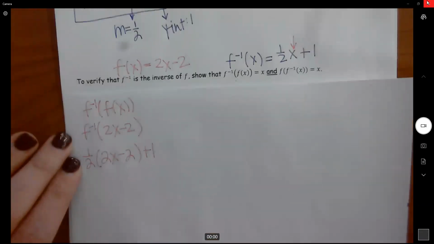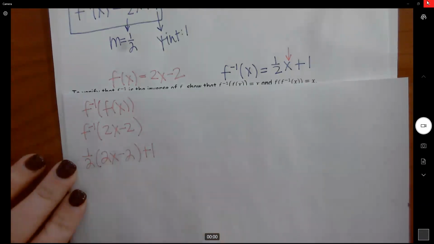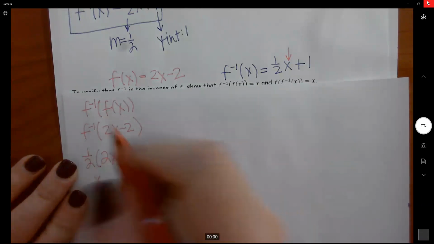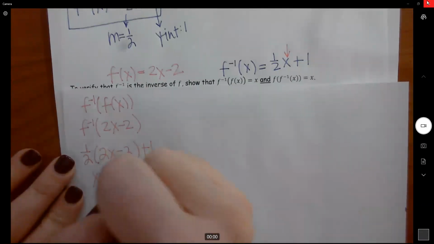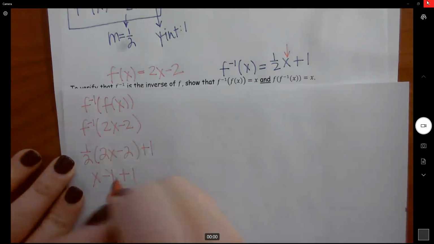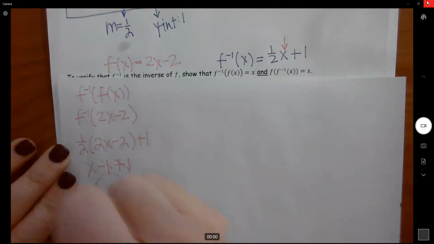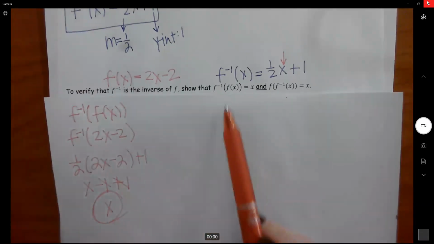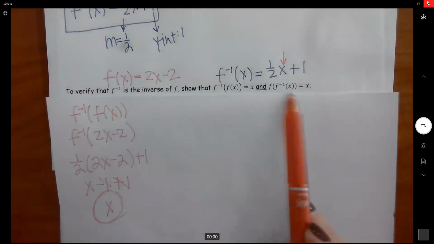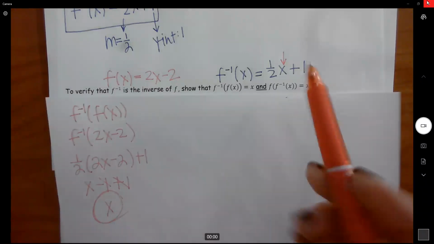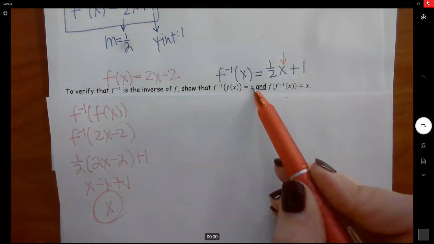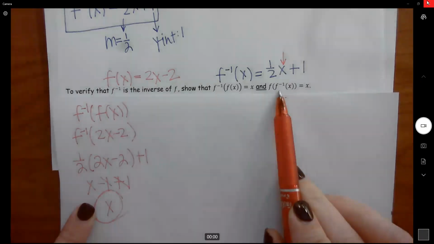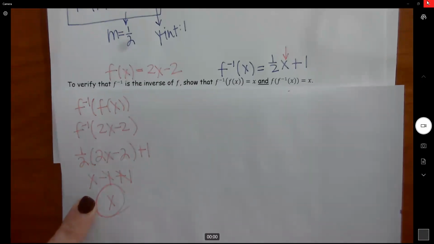And then simplify. If I distribute this 1/2 in, 1/2 times 2 is x. 1/2 times a -2 is a -1 plus 1. -1 plus 1 cancels, and I'm left with x. Now, notice that this says that these have to work both ways. So if I get just this x here, I can't just assume, yes, they're inverses of each other. It also has to work the opposite way.